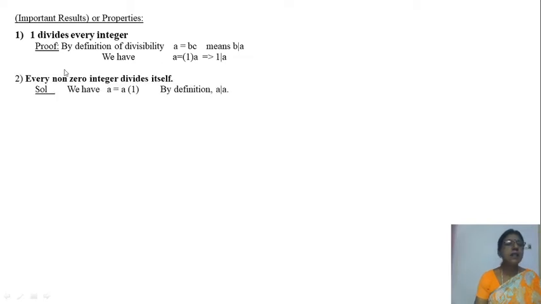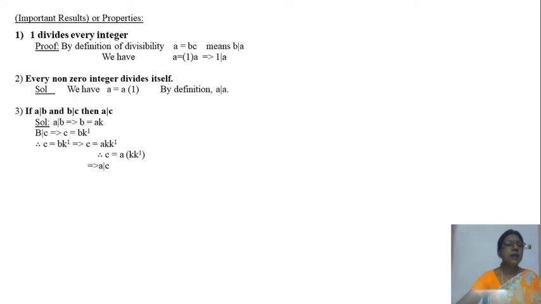Next, see the second one: every non-zero integer divides itself. Let a be a non-zero integer. We are going to prove that a divides a. See the definition: a is equal to bc means b divides a. Now a can be written as a into some integer, 1. By definition, here b is a and the divisor is a, so we have a divides a.